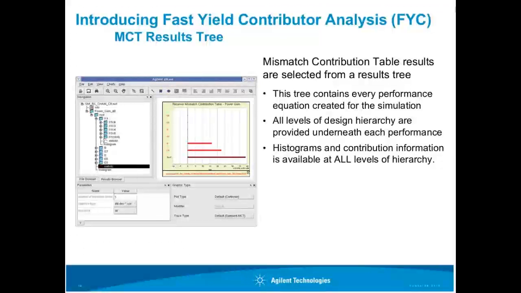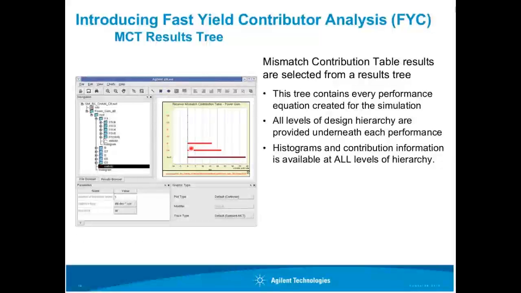In this case, there was a performance written for power gain in dB, and I now have a tree which represents the entire hierarchy of my design. So I can start at the top level. In this case, I'm looking at the output, the power gain at the top level, and I can see that instance I6 and I19 are the major contributors.